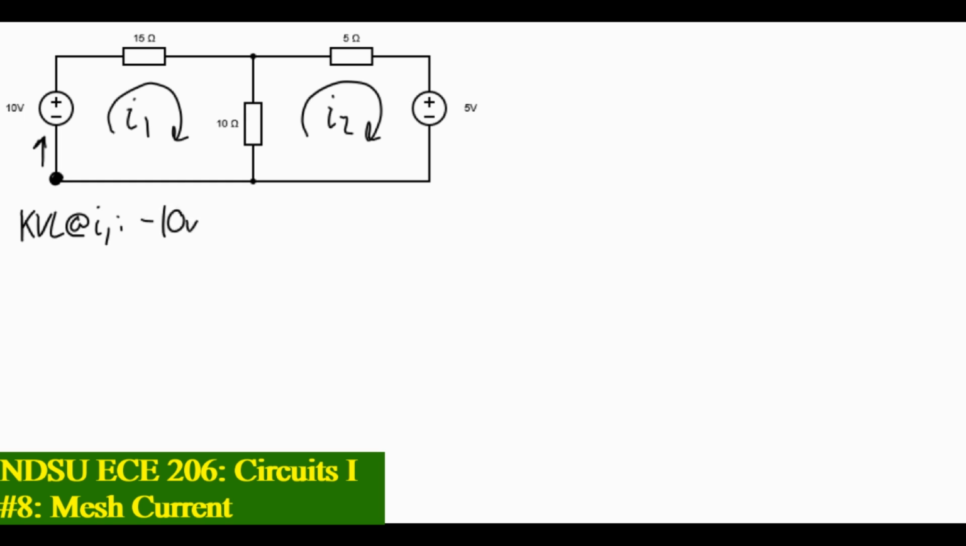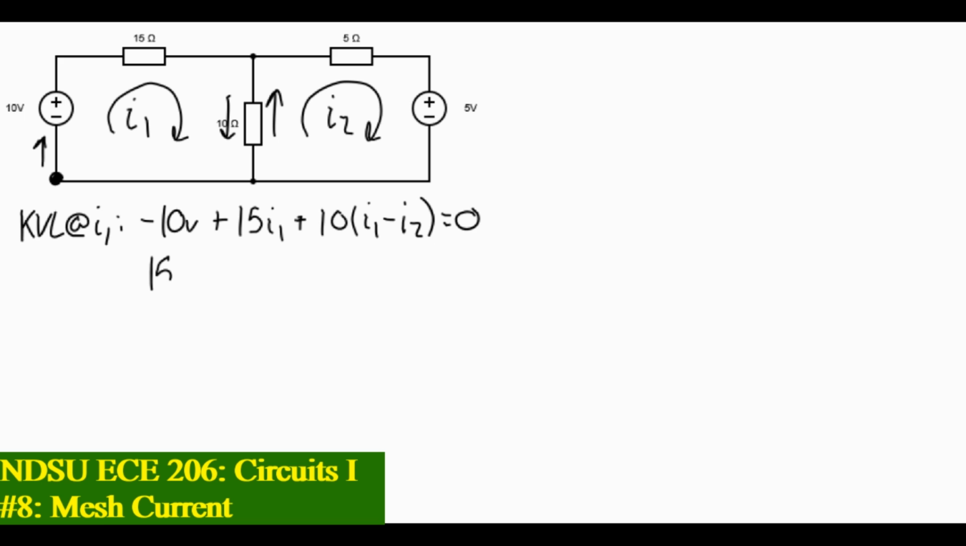Negative 10 volts plus 15 and the current through that 15 ohm resistor, which is just I1, plus, now here's where it gets a little bit tricky, 10 ohms times the current through that 10 ohm resistor. Well, with what we have drawn here, we have I1 going down through that 10 ohm resistor, but I2 going up through the 10 ohm resistor. So we need a difference of I1 and I2. That's very important. Set it all equal to 0, and let's solve everything out.